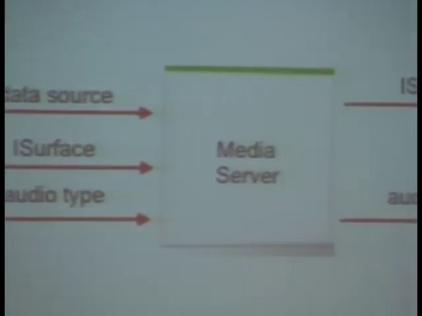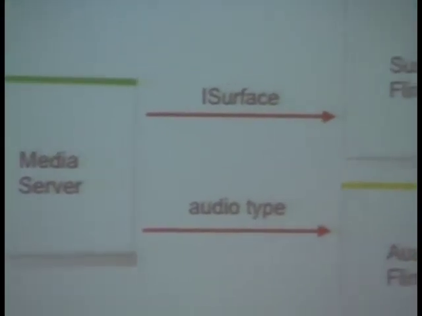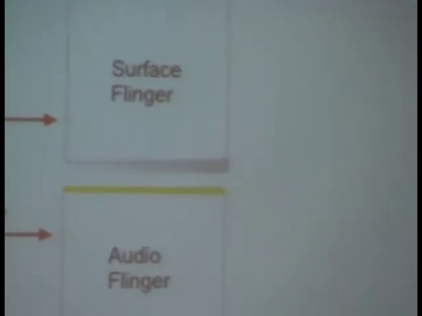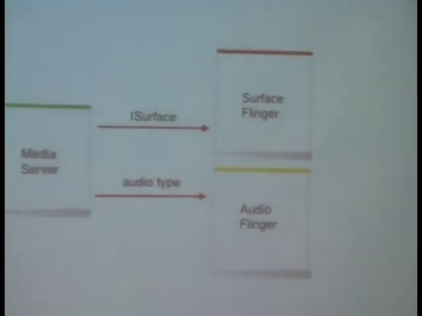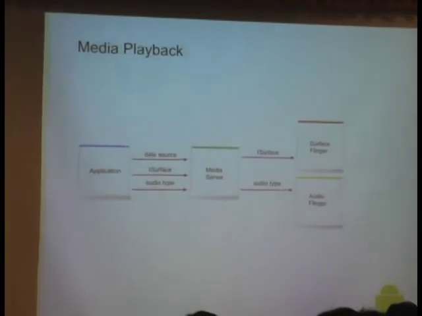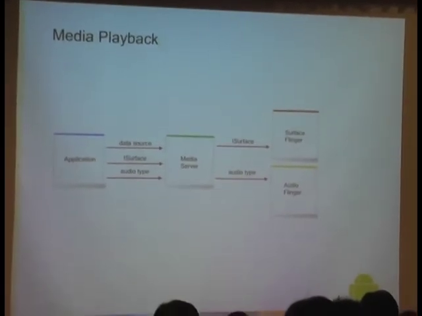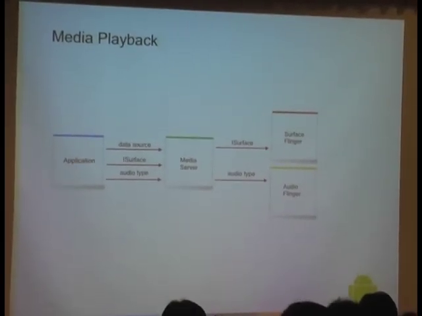It passes an ISurface, which is the binder interface for the Surface Flinger surface to render the video. And then it also passes the type of audio that you want to output. And this has to do with how audio gets routed into Audio Flinger. So once you've done that, the ISurface is used to send the composited video to the Surface Flinger.